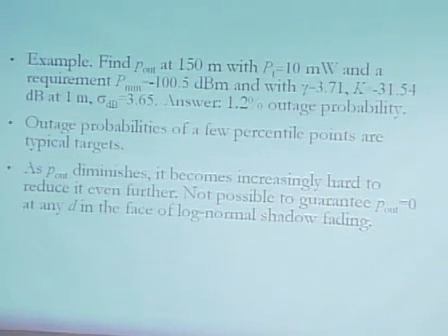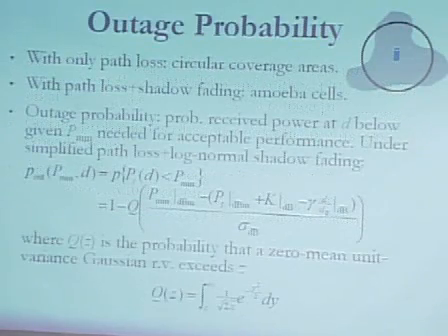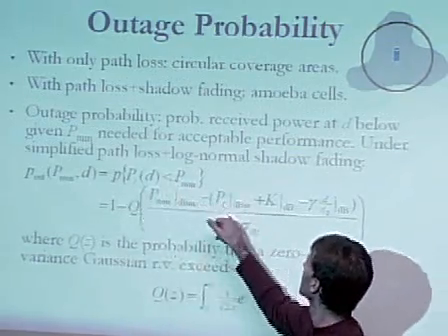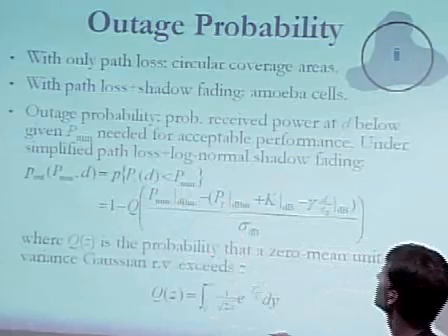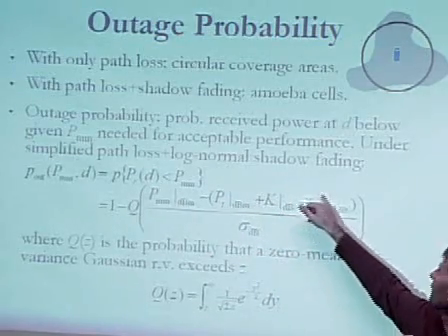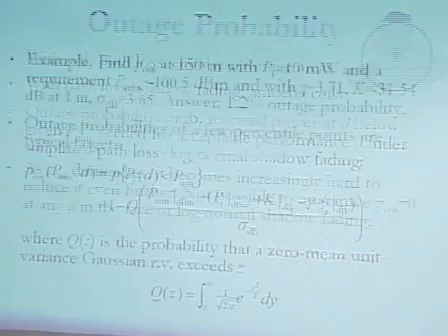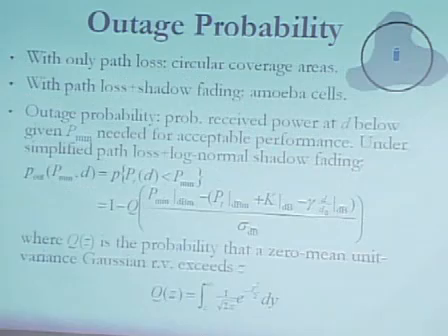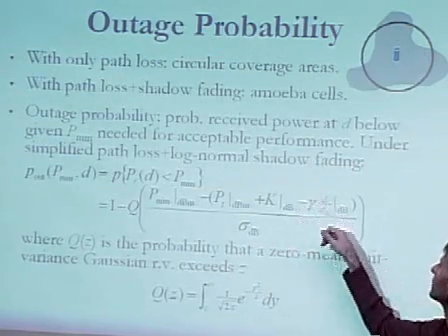So, 10 milliwatts is 10 dBm. So, you can put here 10 dBm. Sorry, that goes here. Here we put minus 100.5. Here we put the K in dB. Here we put the ratio of distances. One is just 1 meter, right? Yeah, so D0 is just 1, so it disappears. And D is 150 to the minus gamma. You just work it out.